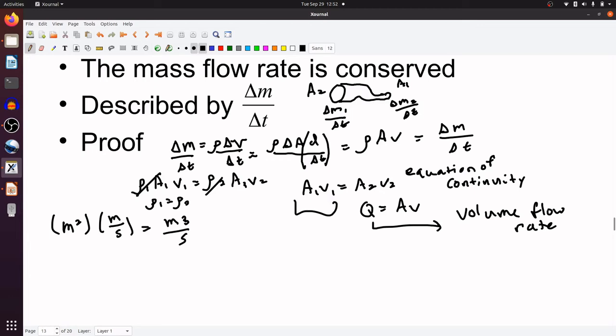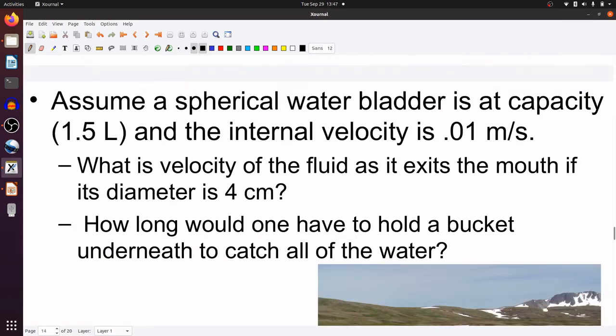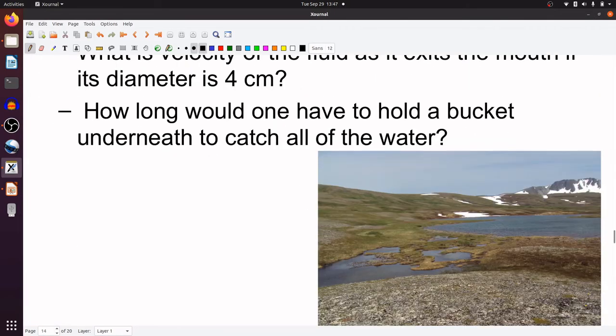Unfortunately, they don't use cubic meters per second. They use cubic feet per second, but they still do volumetric flow rate. So, we're going to use our equation of continuity on our next problem. All right, doing a problem.